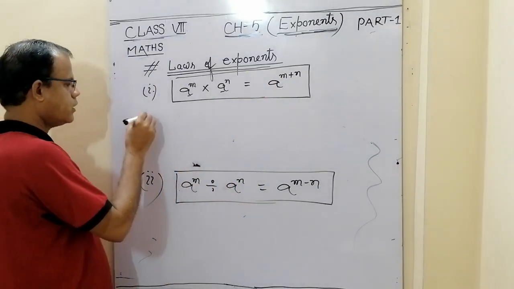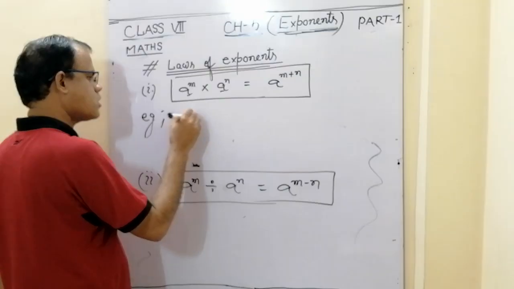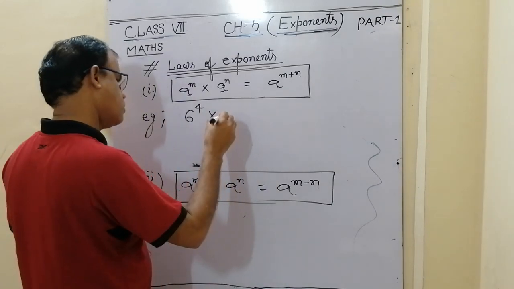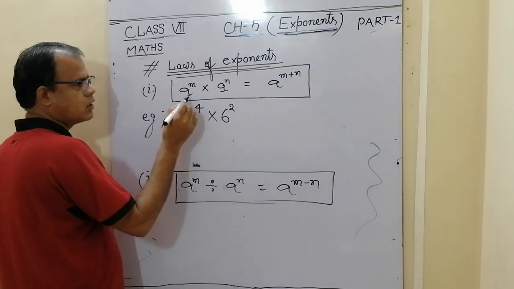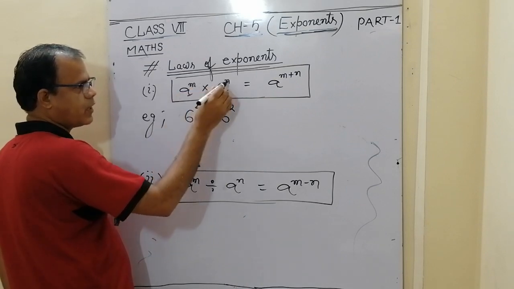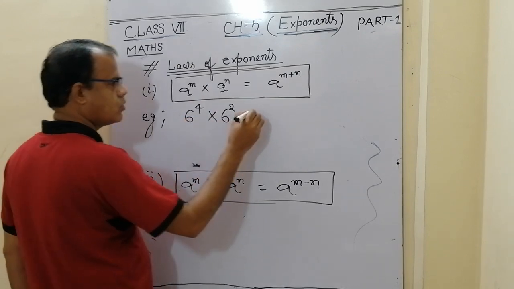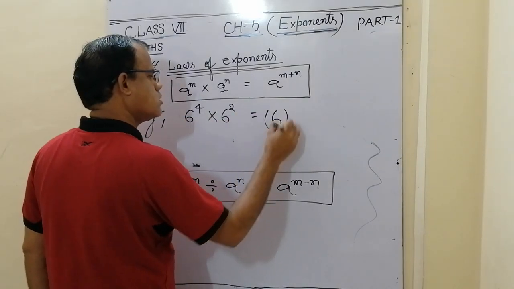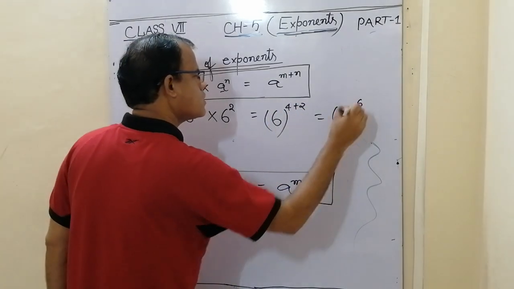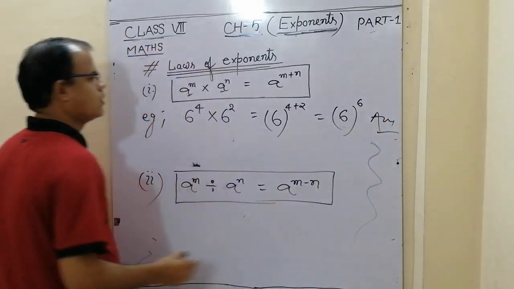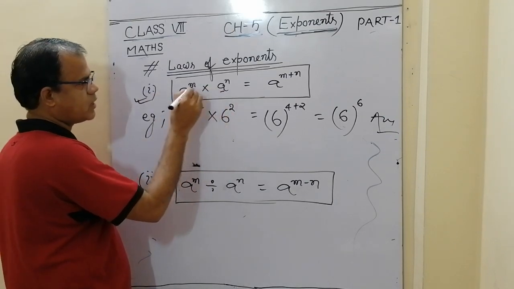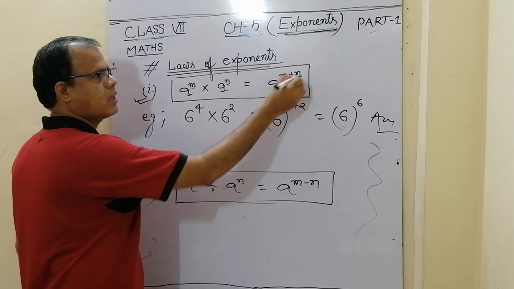To make it more clear, take an example. Suppose 6 raised to the power 4 multiply 6 raised to the power 2. Here in place of base we have taken 6, and in place of exponents m and n we have taken 4 and 2. So it becomes 6 raised to the power 4 plus 2, equal to 6 raised to the power 6. This is the final answer. So in multiplication, if the bases are the same, then we add the powers, m plus n.